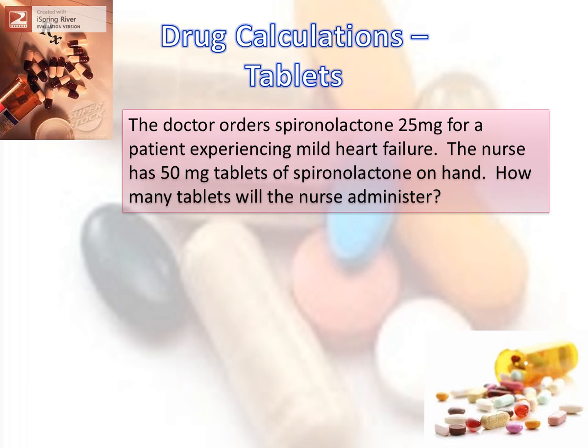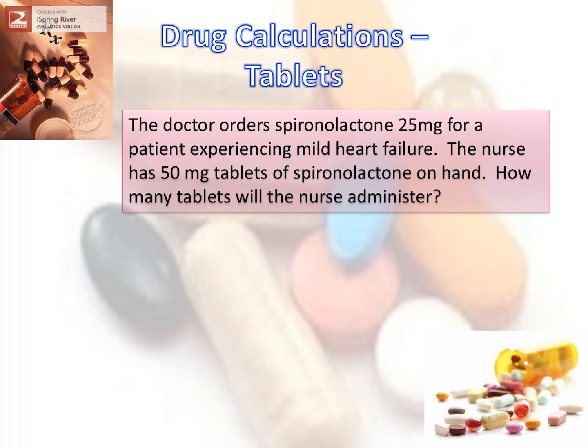Okay, so the doctor orders. First we're going to do oral administration with tablets. The doctor orders spironolactone 25 milligrams for a patient experiencing mild heart failure. The nurse has 50 milligram tablets of spironolactone on hand. How many tablets will that nurse administer? Again, the distractor, that mild heart failure, we don't really care about, okay?